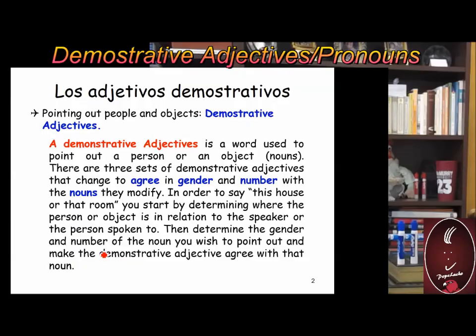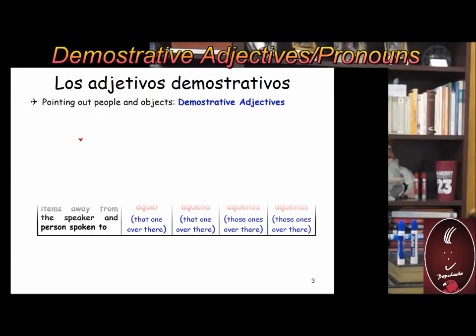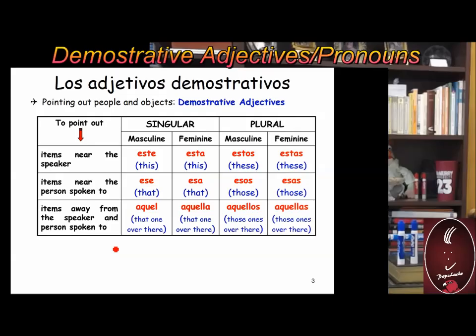Let's review which ones are the demonstrative adjectives in Spanish. Here we have the three groups of demonstrative adjectives in Spanish. First group, este, esta, estos, estas. We use this group when the items are near the speaker. So I will use this group if I am the person that is pointing out a noun.